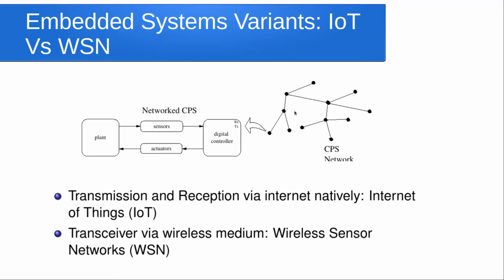On the other hand, if there is no such IP enabling at the node, there could still be some kind of proprietary Wi-Fi connectivity. It could be Bluetooth, it could be some kind of IEEE low-PAN connectivity and all that stuff, in which case this network qualifies to be called a wireless sensor network, and each node is called a WSN node, or wireless sensor network node.